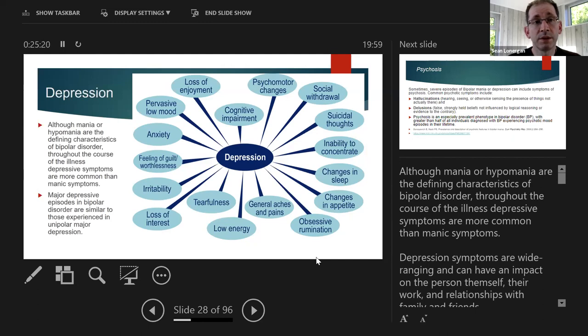So when we think about depression, we have a range of symptoms such as loss of enjoyment, cognitive impairment, psychomotor changes, typically a slowing down, although sometimes racing thoughts, negative thoughts as well, social withdrawal, suicidal thoughts, inability to concentrate, changes in sleep, changes in appetite. That can go in both extremes: difficulty getting to sleep, staying asleep, waking early, sleeping too much; change in appetite from undereating to overeating, gaining weight to losing weight. So it can really be a mixed bag. Obsessive rumination, typically of a very self-critical, self-loathing form. General aches and pains, low energy, tearfulness, loss of interest and motivation, irritability, feelings of guilt and worthlessness, anxiety, and pervasive low mood.